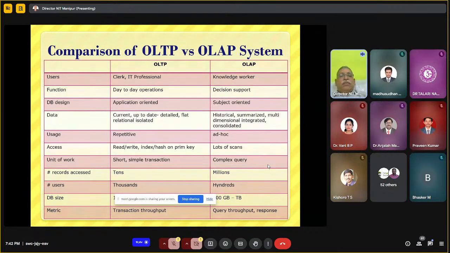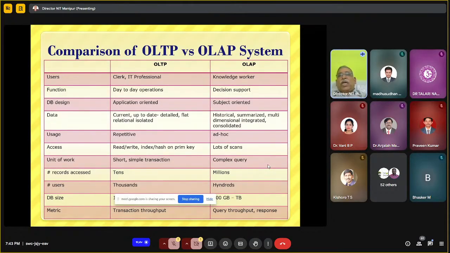And then data-wise, in the OLTP system, data is always current, meaning the latest. You cannot ask the bank what was my balance on 1st January 2024. Whenever you go to the bank, you always ask what is my current balance. To withdraw money, you will ask the current balance. Therefore, data in a transaction system is always up-to-date, current. Detailed, flat, relational databases are taken into account.